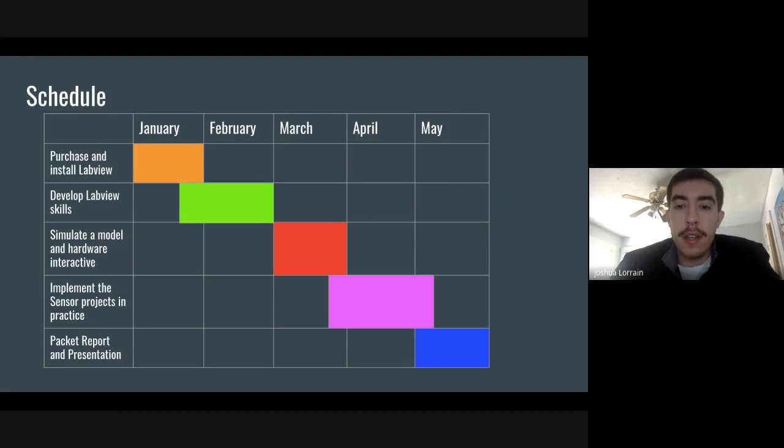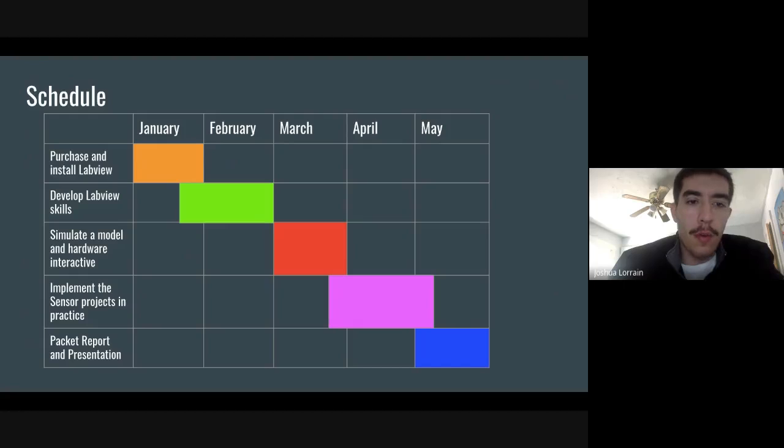Schedule, this was kind of a final schedule. So, purchase and install LabVIEW, that lasted just in January. Then developing LabVIEW skills started in January and went to February, but really it extends the whole time. Every day I use LabVIEW, I get better at it. But that was just strictly for other projects and such.